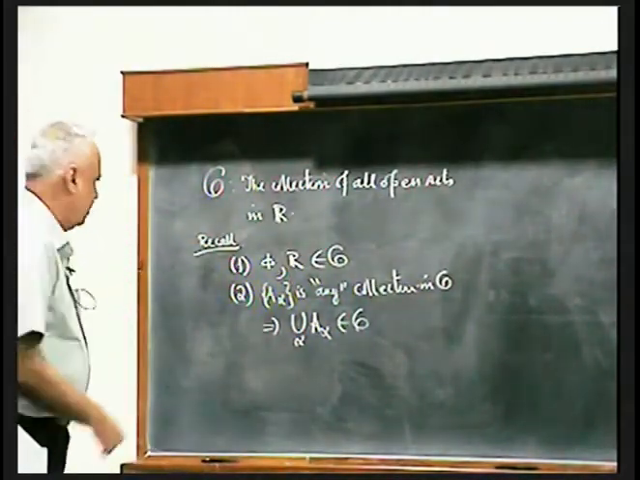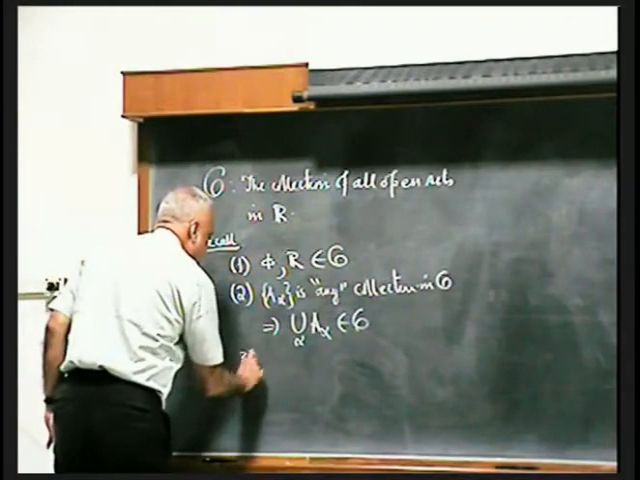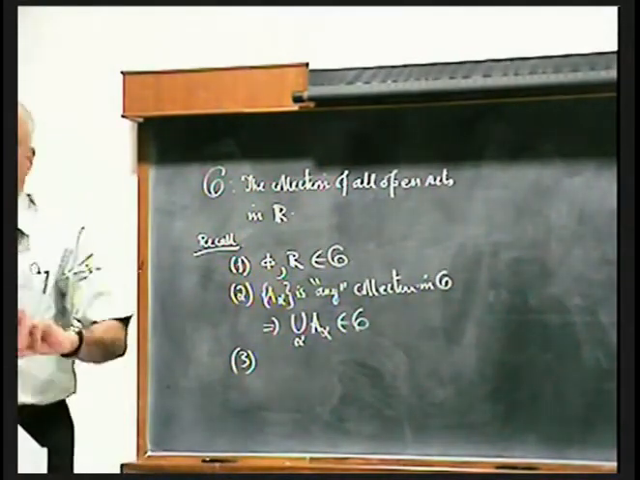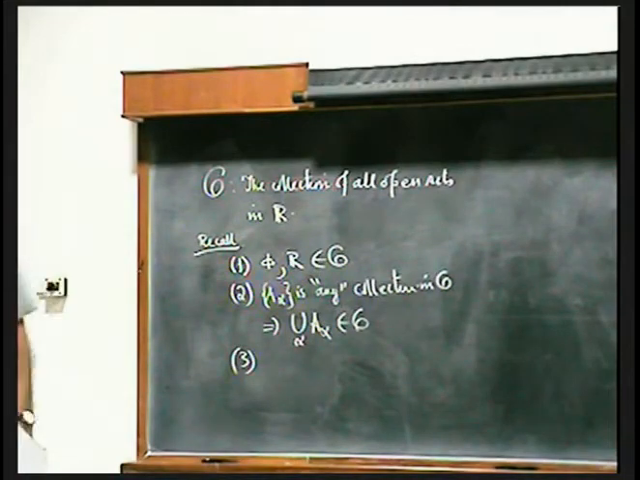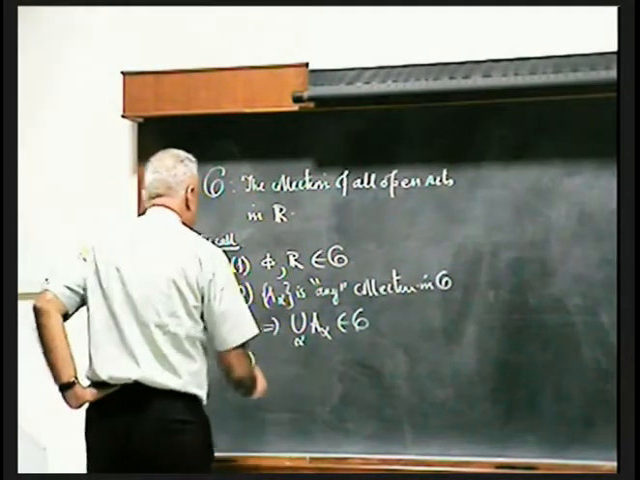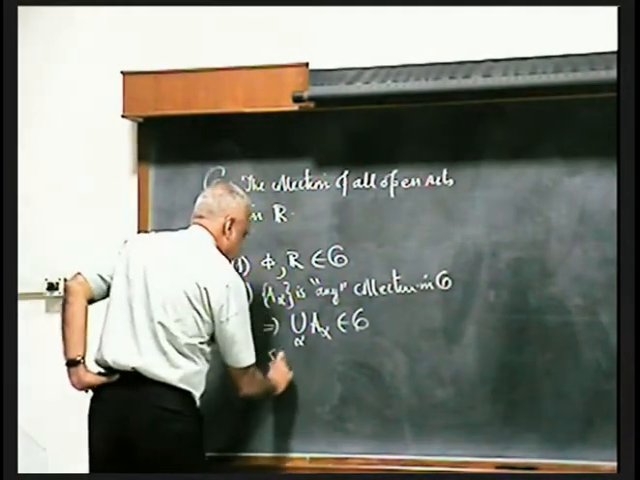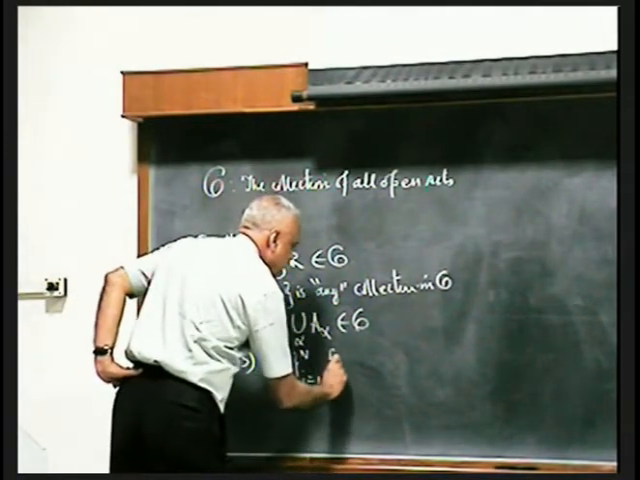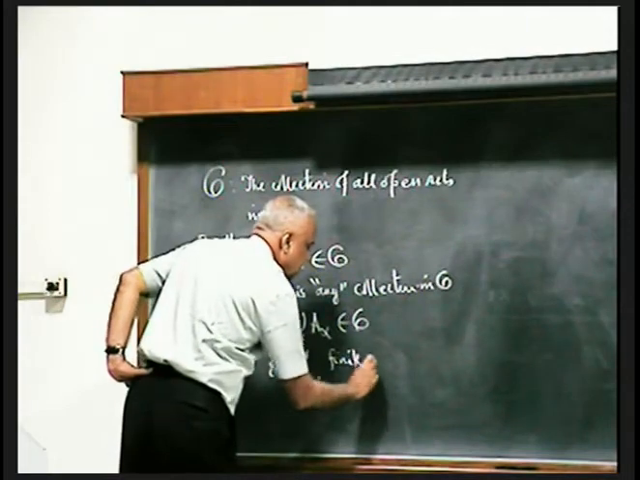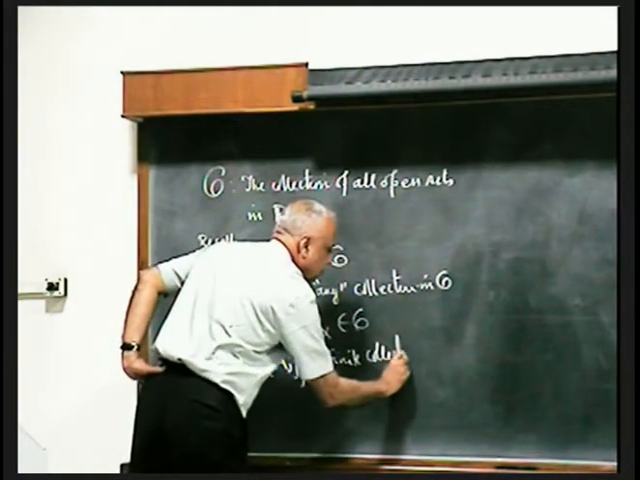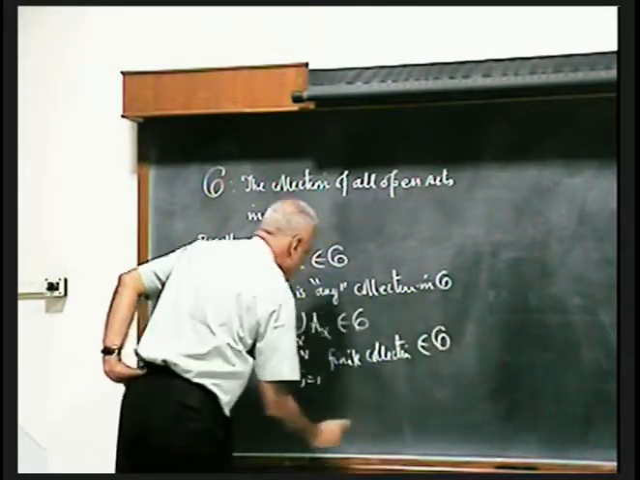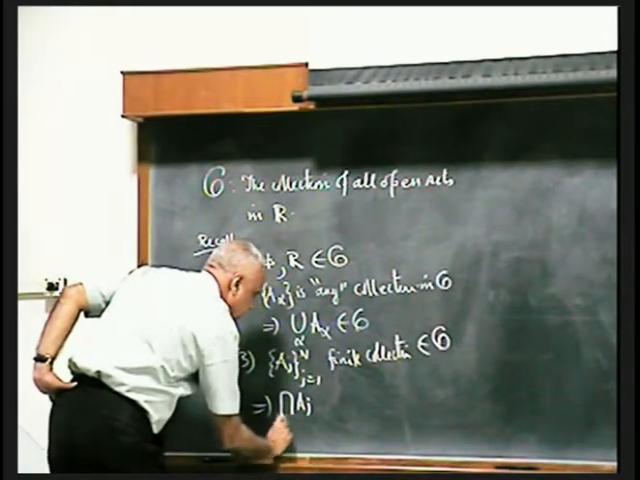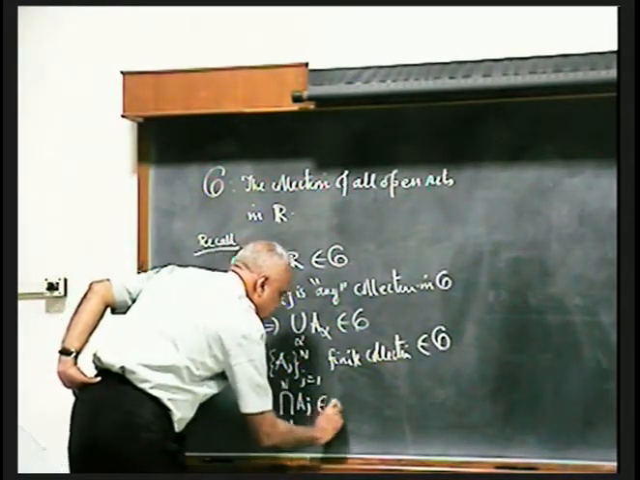We will come to this point. However, when you come to intersection, you can't take any collection, you can take only a finite collection. That is the only thing that is assured. If Aj, j equal to 1 to n, is a finite collection in O, open sets, then the intersection of Aj, j equal to 1 to n, is also an open set.